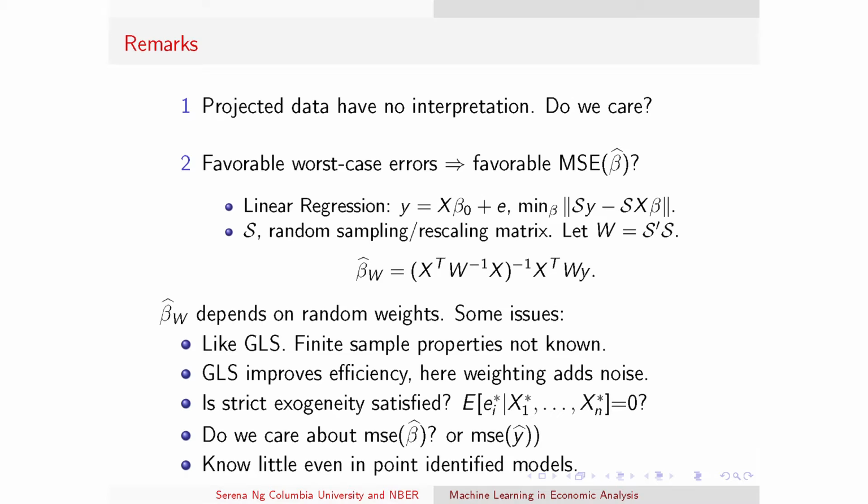Another thing we might want to ask is, what is the right criterion for thinking about how good this estimator is? Do we care about beta hat, or do we care about y hat? What is the right way to judge how good this estimator is? There are lots of things we don't know, and it requires more work. This is all in the case of point identified models. For set identification, I don't have much insight on it.